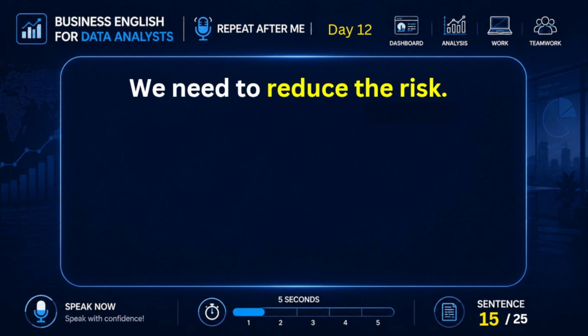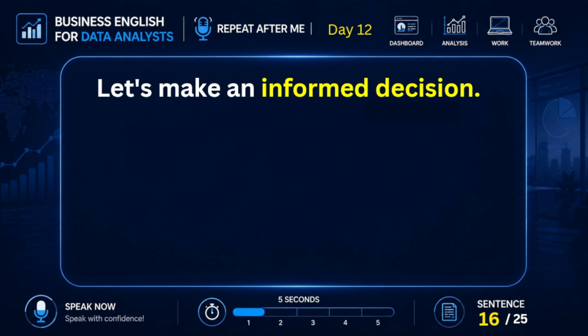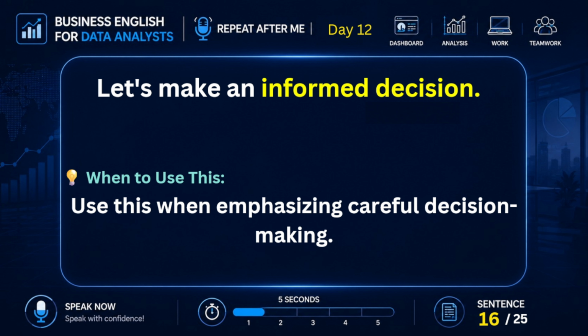We need to reduce the risk. Use this when discussing ways to avoid potential problems. Let's make an informed decision. Use this when emphasizing careful decision-making.